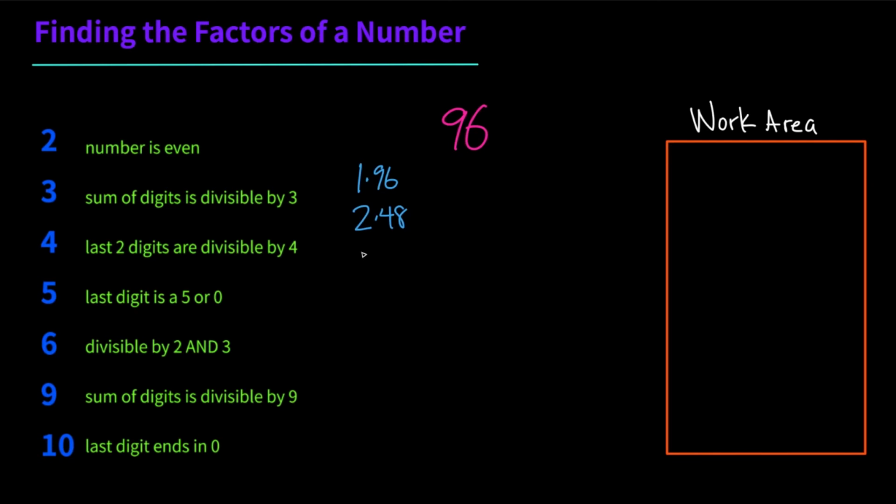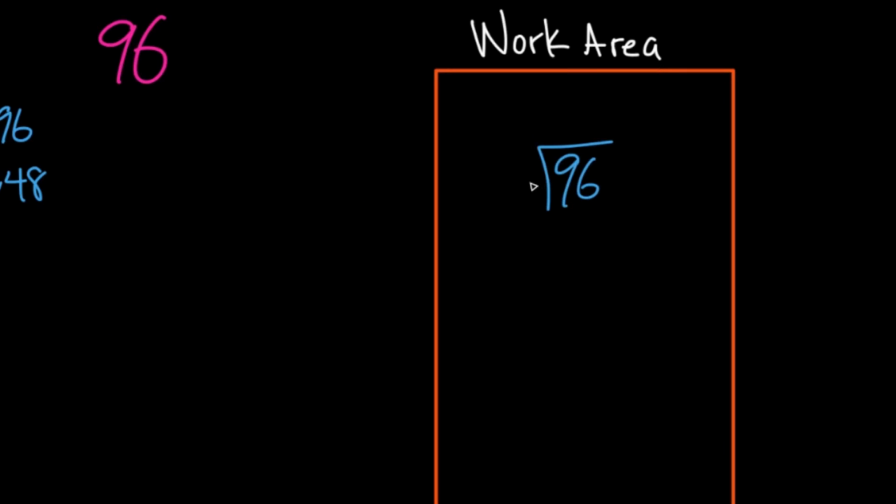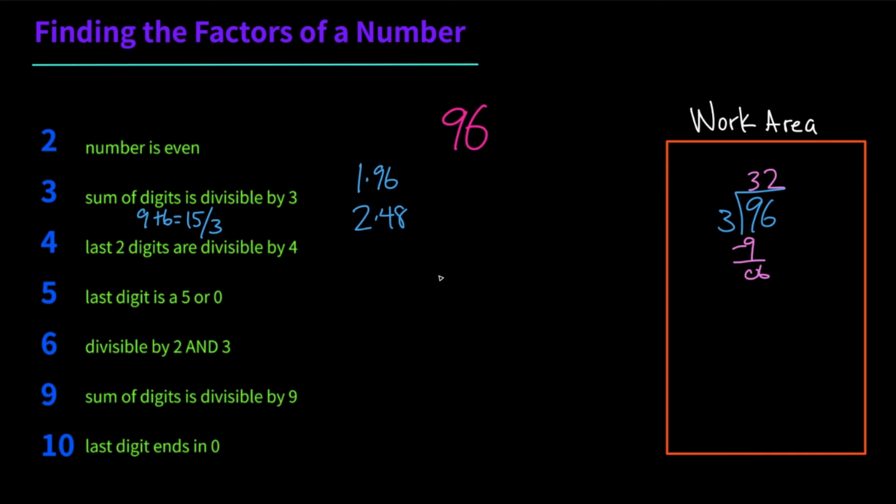After 2 is 3. We want to check to see if this number is divisible by 3. We have 9 plus 6 is 15. 15 is divisible by 3. That means I'm going to go ahead and work this out. 96 divided by 3. 3 goes into 9 3 times. 3 goes into 6 2 times. That means we have another pair, 3 times 32.